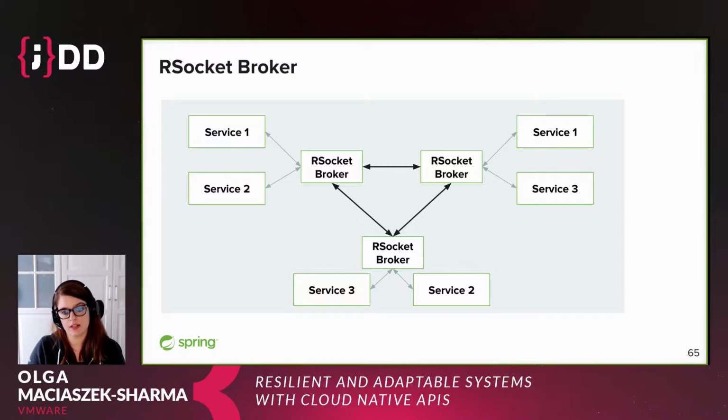What's also interesting here is that Spring Cloud Function that we've talked about has RSocket integration. And with that, if you need durable messages, you could also send those messages through RSocket to Kafka or RabbitMQ.